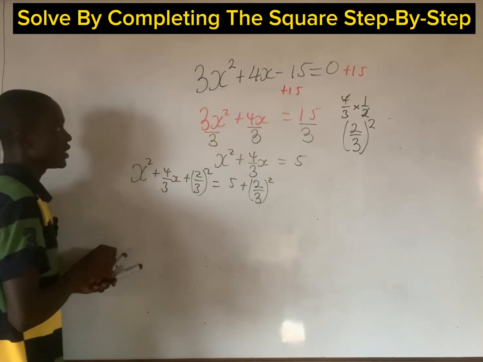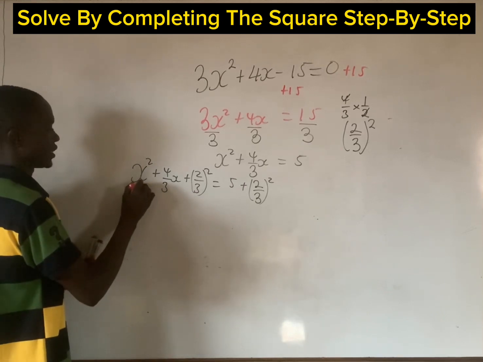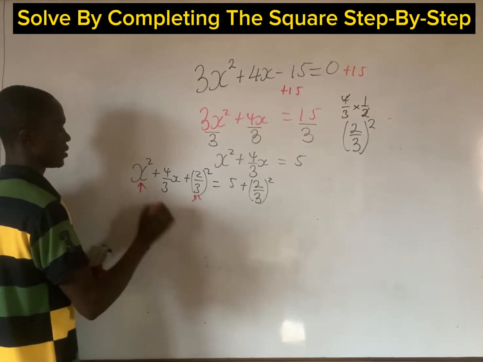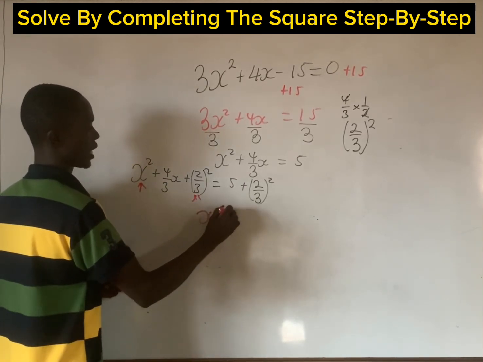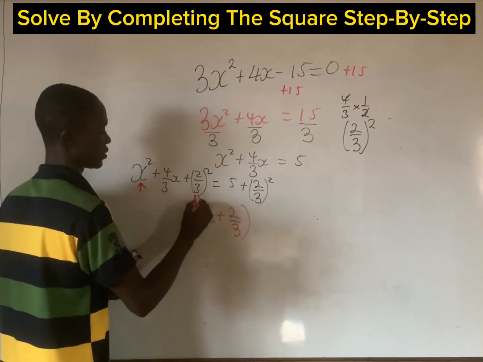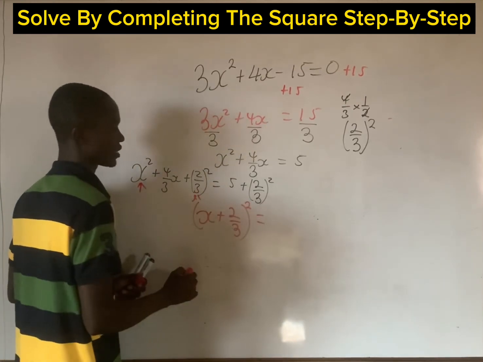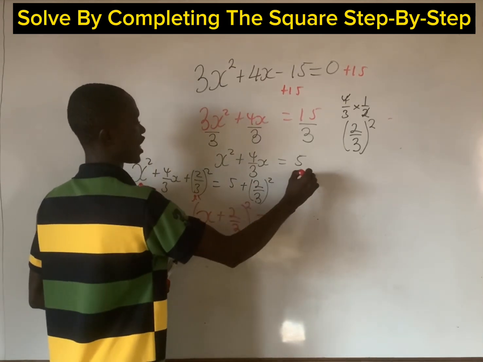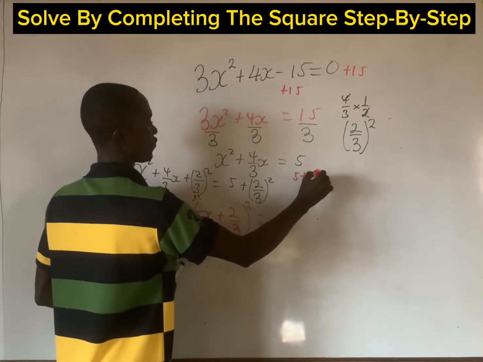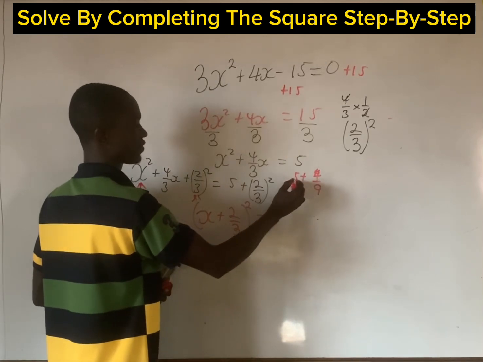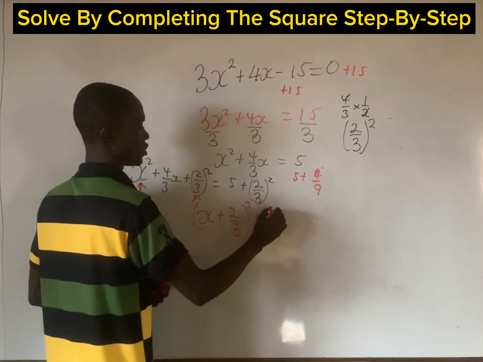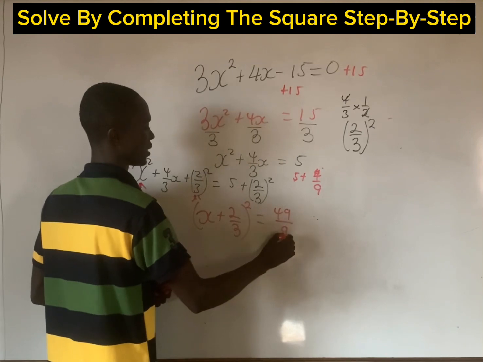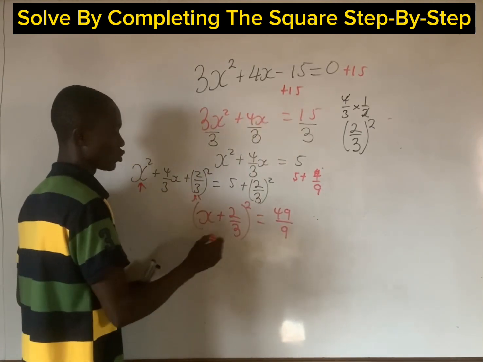Now, this is going to give us, we take the ones under the square. So we have x plus 2 on 3 squared equals, 2 squared is 4 and 3 squared is 9. So we are going to have 5 plus 4 on 9. 9 times 5 is 45 plus 4 is 49. So you have 49 divided by 9.